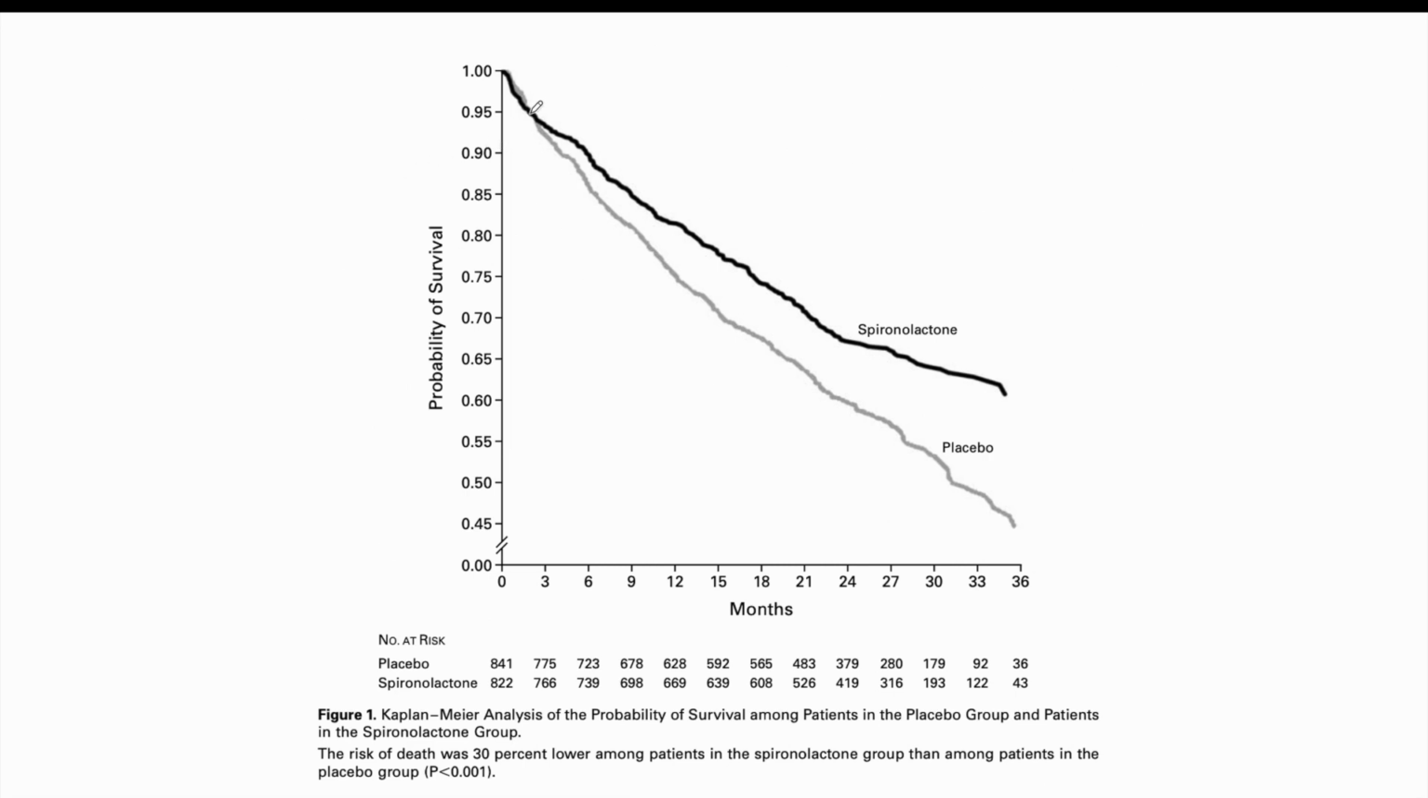So over time, we see that our probability of survival for those on placebo was not quite as long. Not so many people survived at these different time periods, right? So we see way more people were surviving with the spironolactone in addition to the standard therapy rather than placebo in addition. So they said the risk of death was 30% lower among patients in the spironolactone group than among patients in the placebo group, with a p-value of less than 0.001. And we are looking for a p-value for statistical significance of less than 0.05.